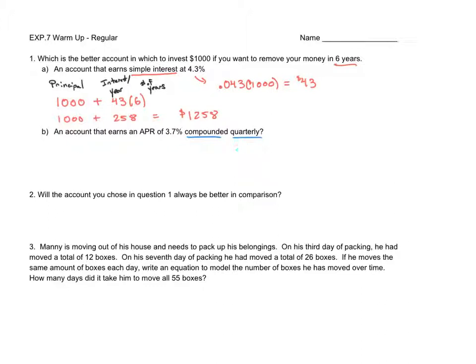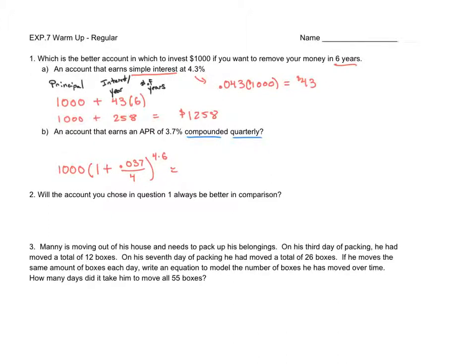Now for compounded quarterly, you're going to take this 3.7% and chop it up into 4 parts because that's quarterly. You start with your initial investment and multiply by 1 plus your rate as a decimal, so 1 plus 0.037, all divided by 4, to the 4 times 6. Again, that was our principal of 1,000. 1 plus, because we're increasing, 0.037, that's the percent as a decimal, chopped into 4 parts because it's compounded quarterly, and this exponent 4 times 6 is the total number of compounds.